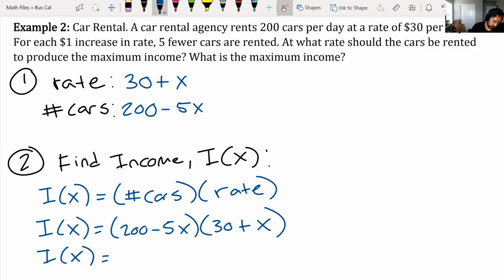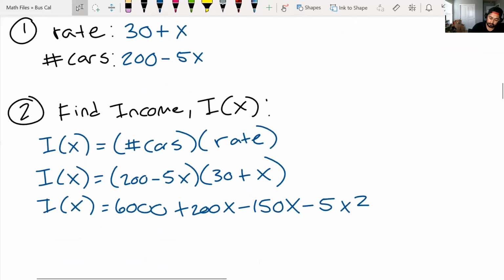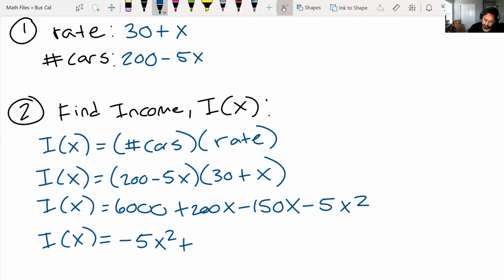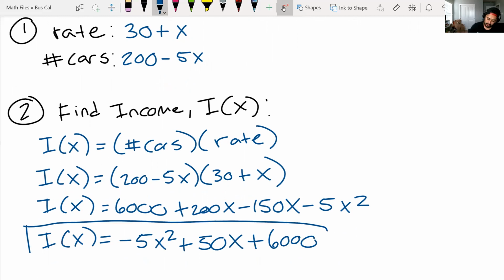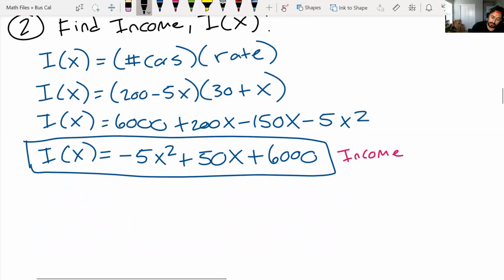Once again, FOIL. You get 6,000 plus 200x minus 150x minus 5x squared. Then rearrange it, combine like terms. You get negative 5x squared plus 50x plus 6,000. This is our income function or equation. Okay, which means step 3, maximize income.